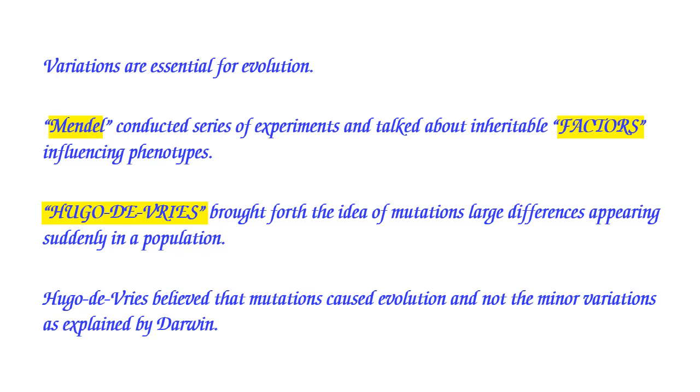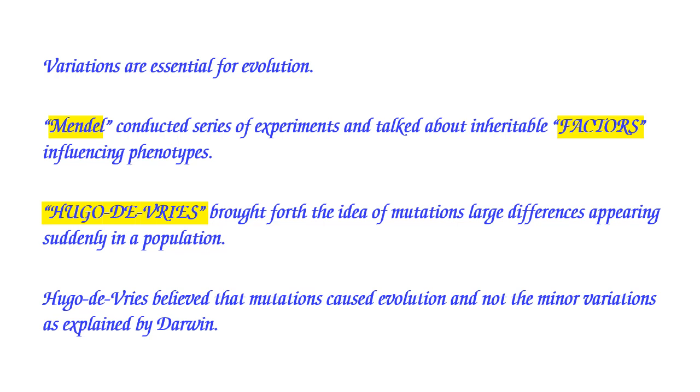At the time of Gregor John Mendel, the term gene was not yet discovered. So that's why he used the word factors to represent genes. Inheritable factors are the factors which are transferred to the next generation and influence the phenotypes, that means our external features. Hugo de Vries brought forth the idea of mutations, large differences appearing suddenly in a population.